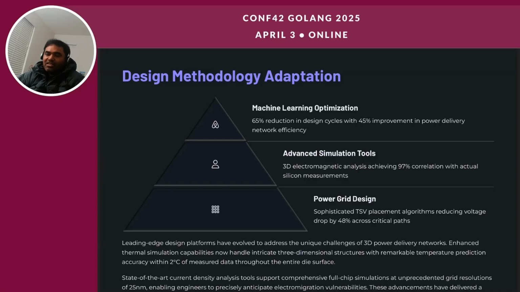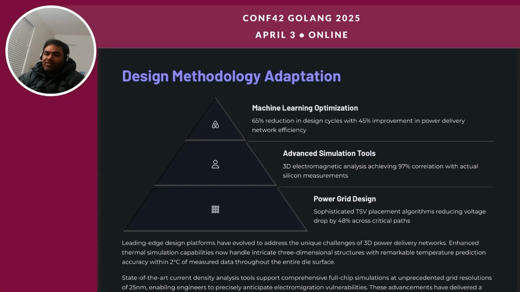So design methodology adoption. Machine learning optimization gives a 65% reduction in design cycles with 45% improvement in power delivery network efficiency. Advanced simulation tools: if you go with 3D electromagnetic analysis, it achieves a 94% correlation with the post silicon measurements we get from the actual silicon. Power gate design, like best TSV placement algorithms, will reduce the IR drop, voltage drop, by 48% across critical paths. Most of the leading companies are currently adopting this backside power delivery.